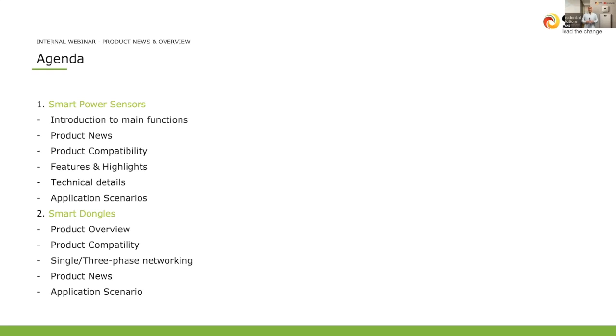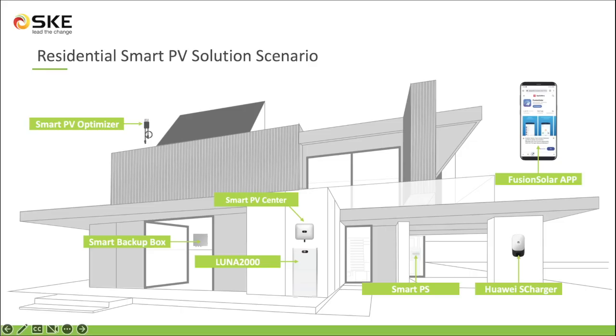After that, we will continue with the features and highlights of the different types of smart power sensors. We will also show you where to find the technical details and what the most important characteristics of each of the devices are. Also, at the end of both product presentations, we will include an application scenario. So now that we are familiar with our agenda, I will start explaining using this slide.